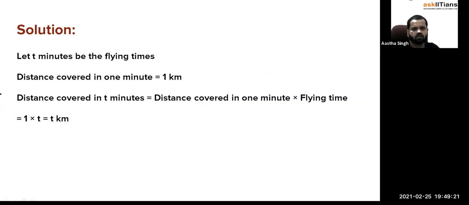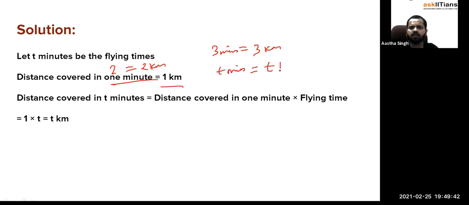This is what the solution says. Here, the distance covered in 1 minute is 1 kilometer. The distance covered in 2 minutes will be equal to 2 kilometers. In 3 minutes, it will equal 3 kilometers. The question is asking, in T minutes, how much will it cover? Definitely T kilometers. So the distance covered in T minutes will be equal to the distance covered in 1 minute into the flying time. Your flying time is given as T. T into 1 will equal T kilometers.